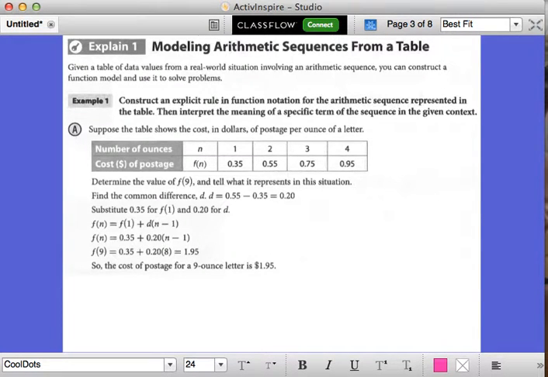Okay, so modeling the arithmetic sequence from a table. So we've pretty much already talked about this, except for now we're looking at it in terms of a real world situation. So we have this table and it shows us that the number of ounces connects with the cost of postage. So the number of ounces in this case is going to determine how much our postage is. So if it's 1 ounce, we know from the table that it's going to cost us 35 cents. 2 ounces will cost us 55, 3 ounces will cost us 75, and 4 ounces will cost us 95.